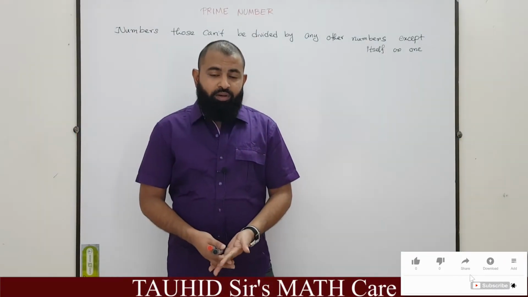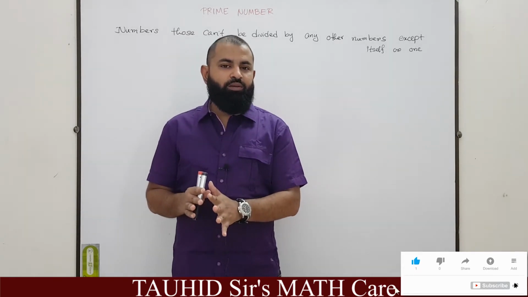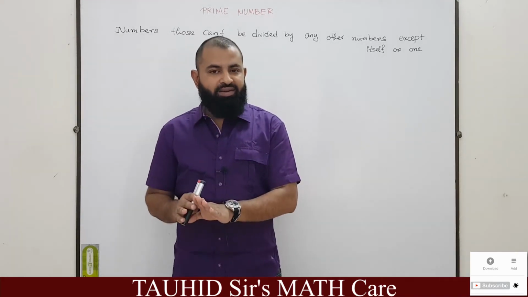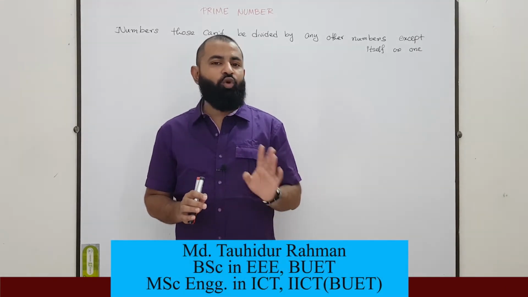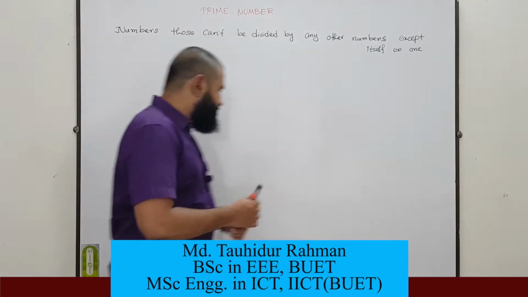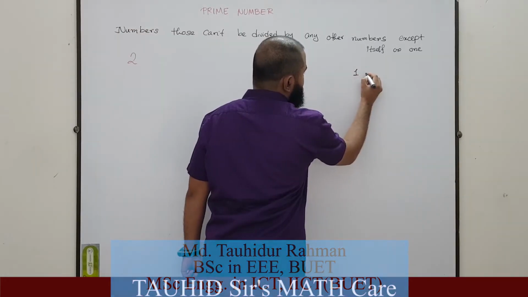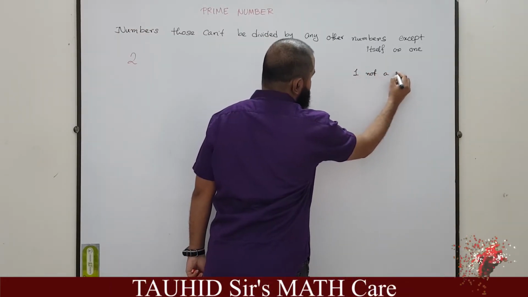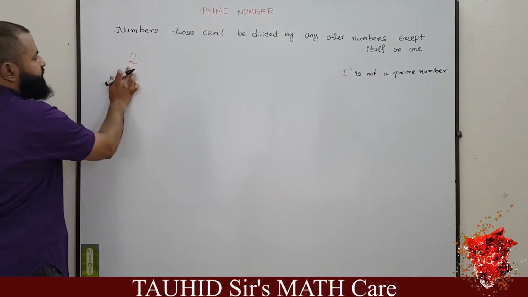What is a prime number? Prime numbers are those numbers which cannot be divided by any other numbers except itself or 1. This type of number we call prime numbers. For example, 2 is a prime number. Note that 1 is not a prime number. If we list the prime numbers, it will begin from 2. 2 is the first prime number.